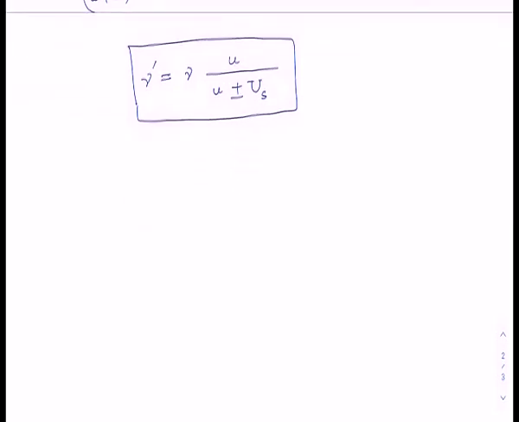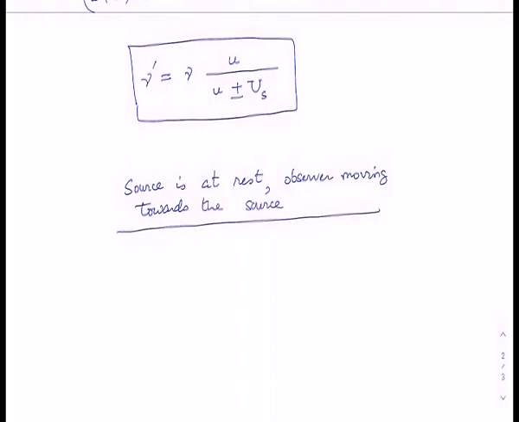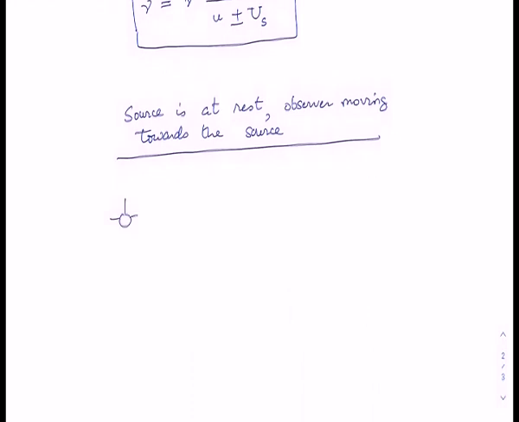Now in the next case, what we can consider is that, say, the source is at rest and the observer is moving towards the source. So same physics again. So you have this source. Now the source is at rest, so u is equal to 0. So this is my source and this is my observer. Now the observer is moving towards the source with velocity, say, capital U.